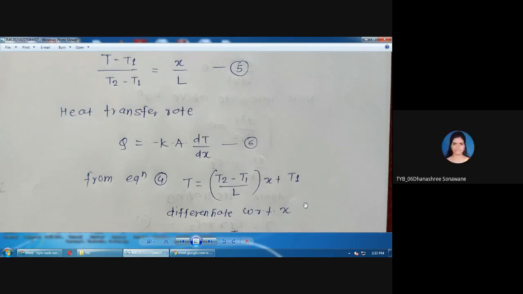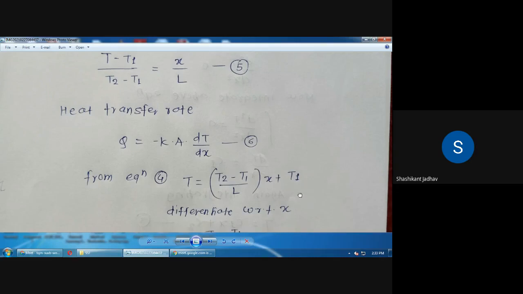Q is equal to minus K A (T2 minus T1) by L. Suppose we have to remove that negative sign, then how? We have to change T2 minus T1 to T1 minus T2. At that time, automatically the negative sign will be removed. That is Q is equal to K into A into (T1 minus T2) divided by L. So this is the final equation for the rate of heat transfer through the plane wall.